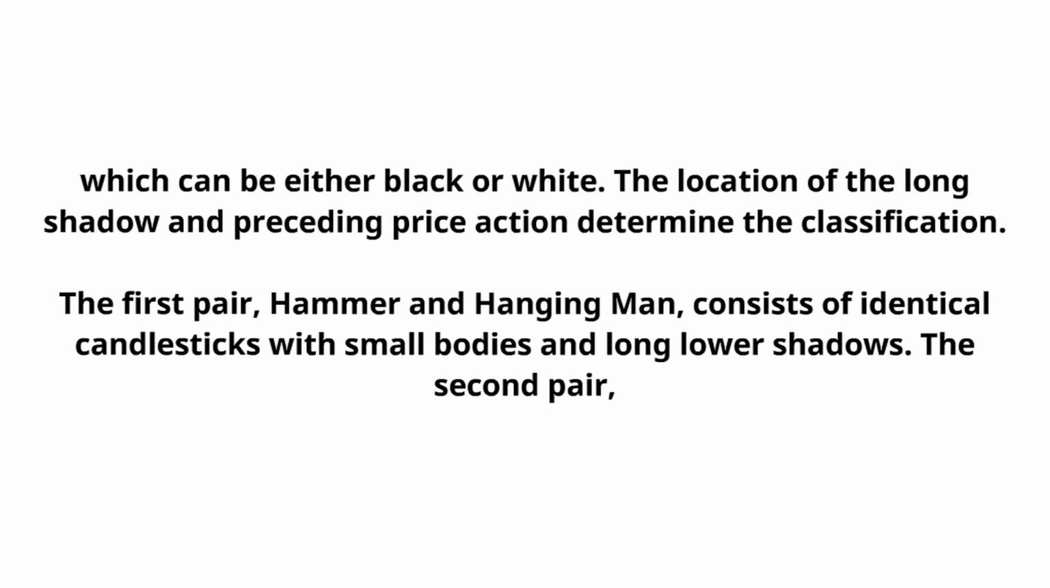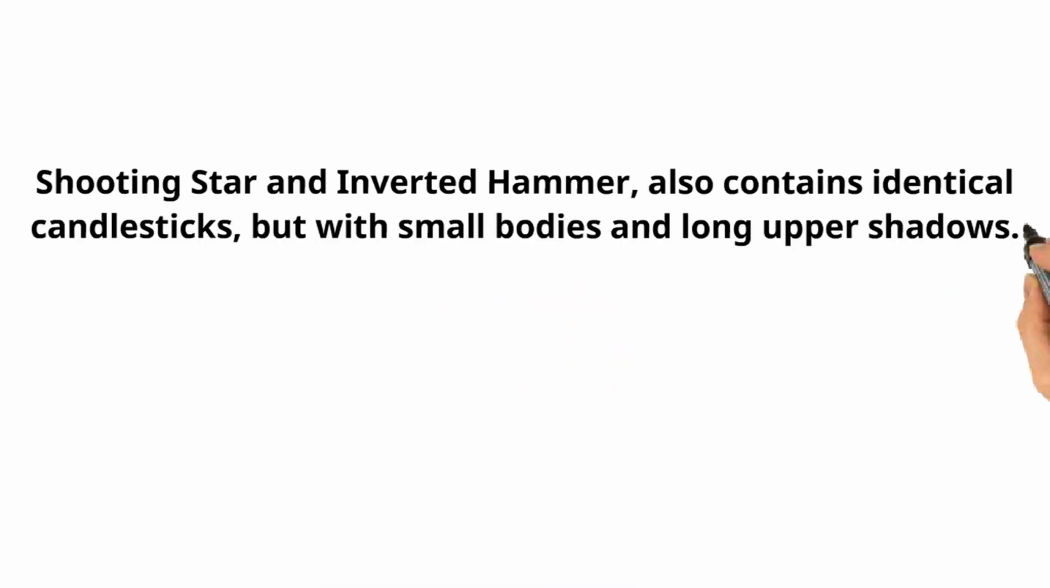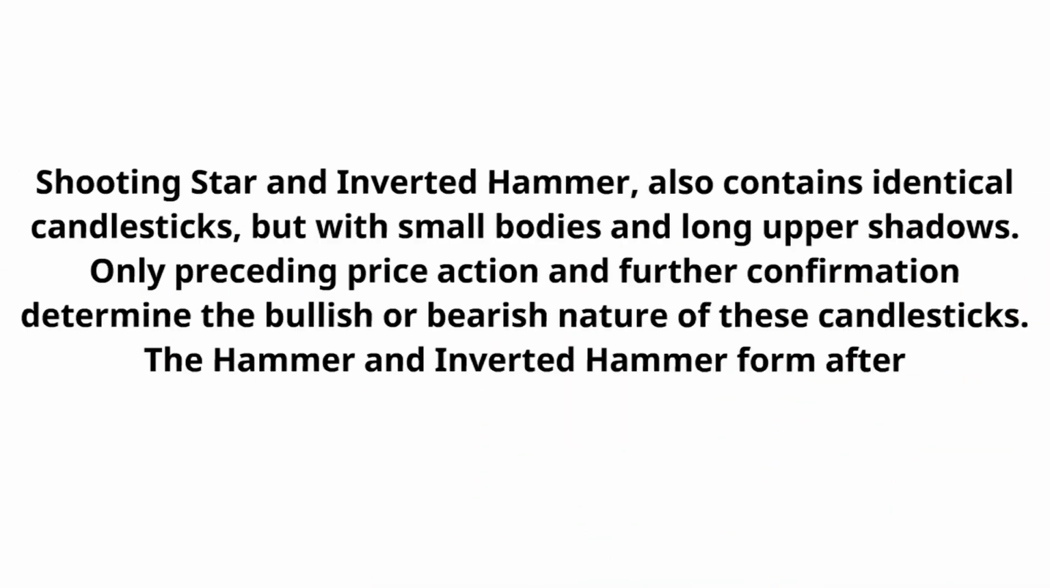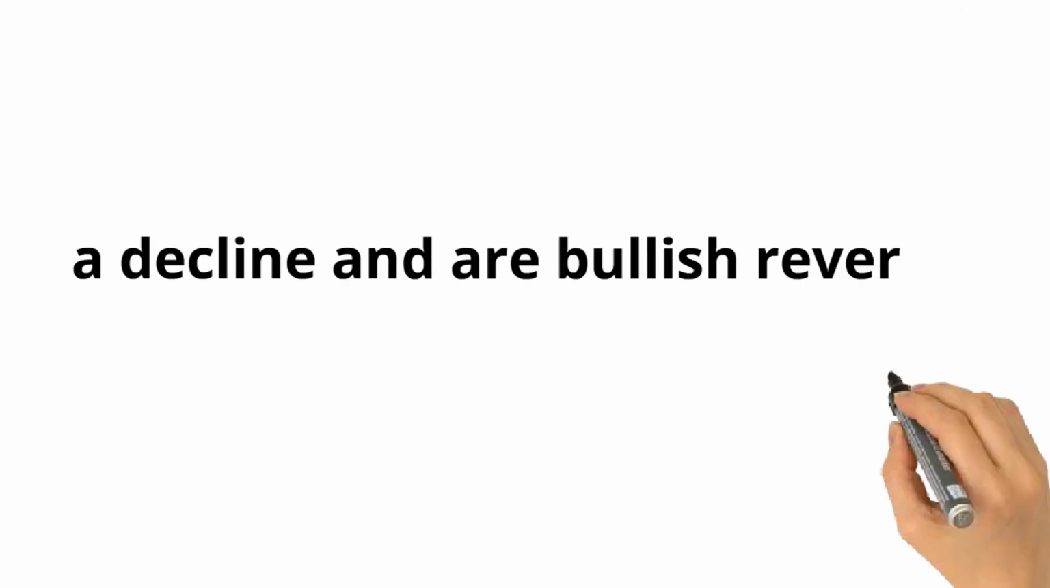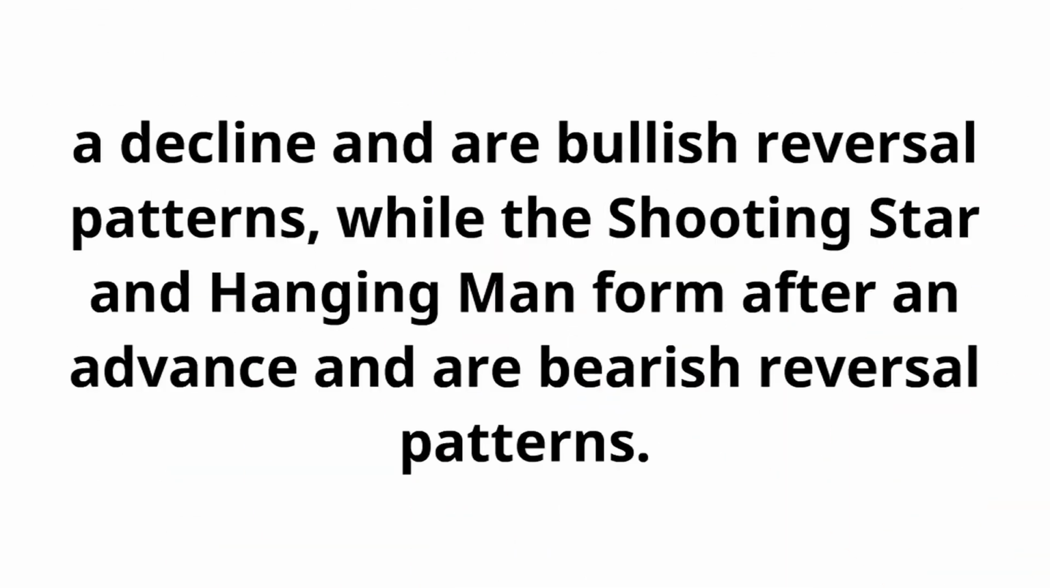The first pair, hammer and hanging man, consists of identical candlesticks with small bodies and long lower shadows. The second pair, shooting star and inverted hammer, also contains identical candlesticks, but with small bodies and long upper shadows. Only preceding price action and further confirmation determine the bullish or bearish nature of these candlesticks. The hammer and inverted hammer form after a decline and are bullish reversal patterns, while the shooting star and hanging man form after an advance and are bearish reversal patterns.